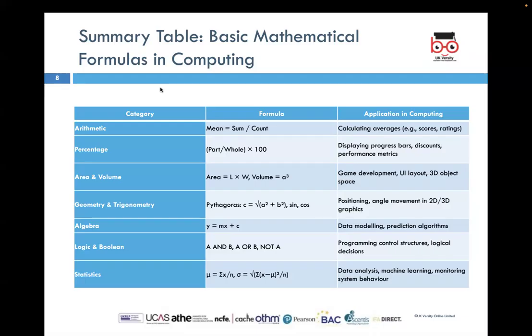And finally, statistics, which is mu equals the sum of x divided by n, and then the formula for standard deviation here, which is the square root of the sum of x minus mu, squared, divided by n. And this is used in data analysis, machine learning, and monitoring system behavior.